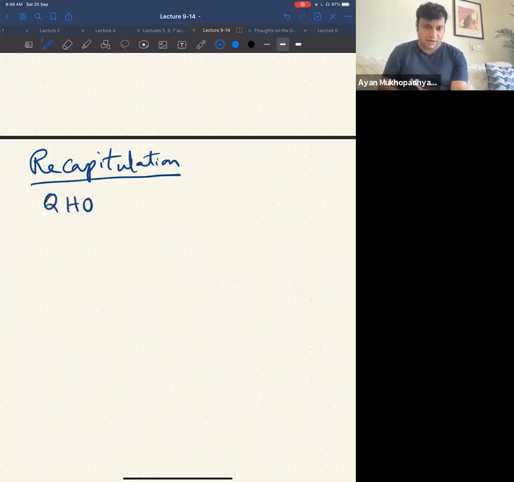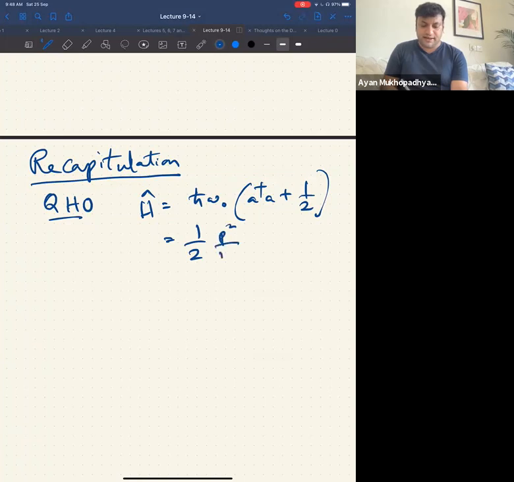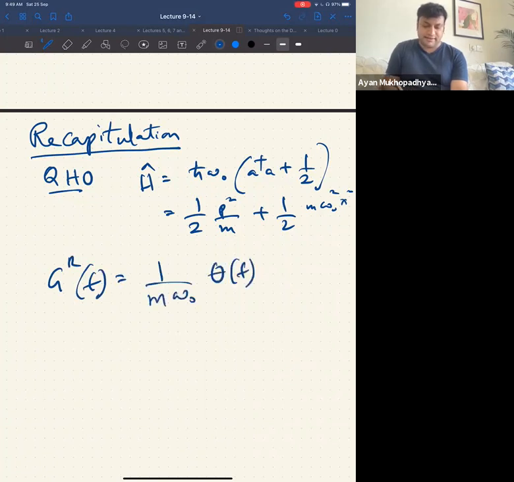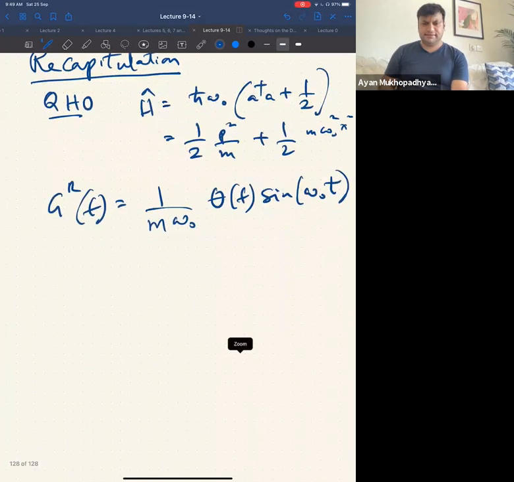So we started with the quantum harmonic oscillator, where the Hamiltonian h hat was h bar omega naught (a dagger a plus half). We could also have written it like this: half p square by m plus half m omega naught square x square. And then what we saw is that if you look at the retarded propagator in real time, it looks like 1 by m omega naught theta t times sine omega naught t.